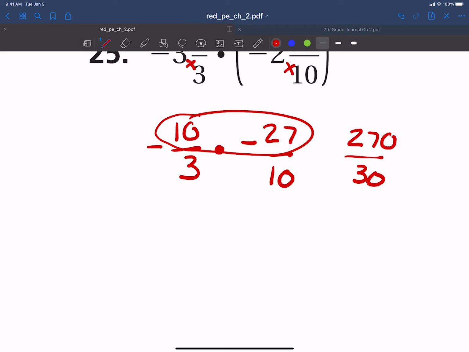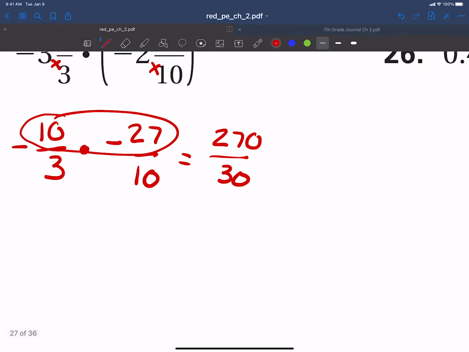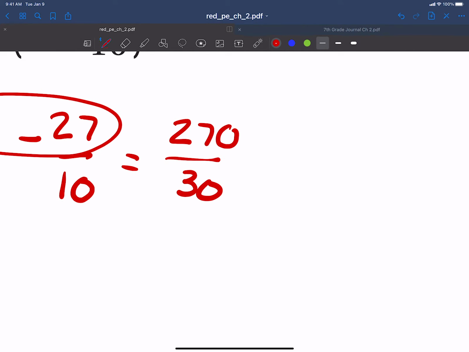Okay, now before we do anything, why is it positive? Because there's 2 negatives. 2 negatives make a? Positive. Sweet. Now, are we done? No. Got to reduce, right?